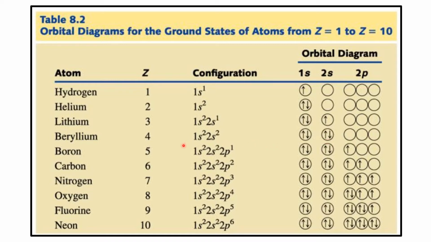The next, boron, with atomic number 5. And its electronic configuration is 1s2, 2s2, 2p1. So here you can see them. Two electrons in 1s, two in 2s, and then in 2p, one electron. The next, carbon, atomic number 6 and electronic configuration 1s2, 2s2, 2p2. The next, nitrogen, atomic number 7, electronic configuration 1s2, 2s2, 2p3.